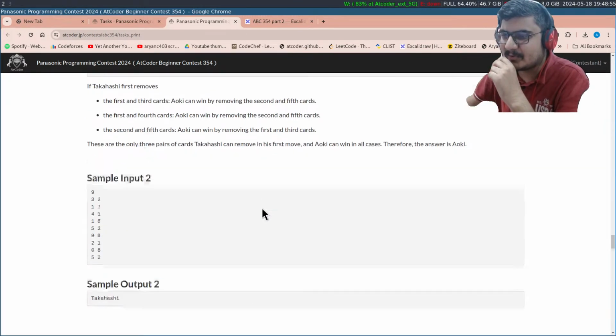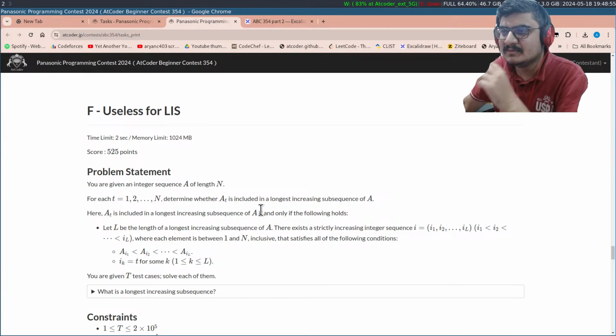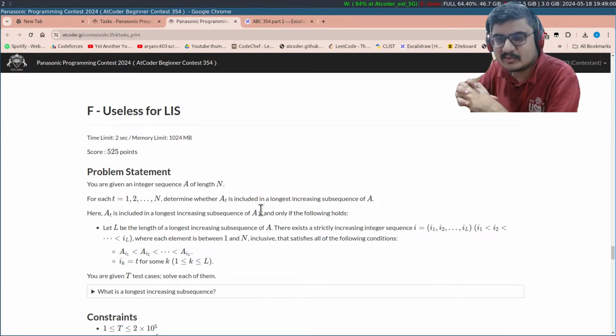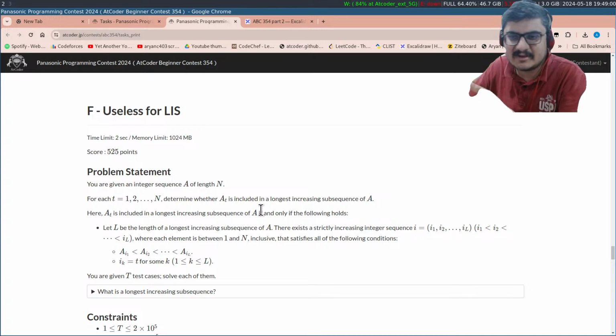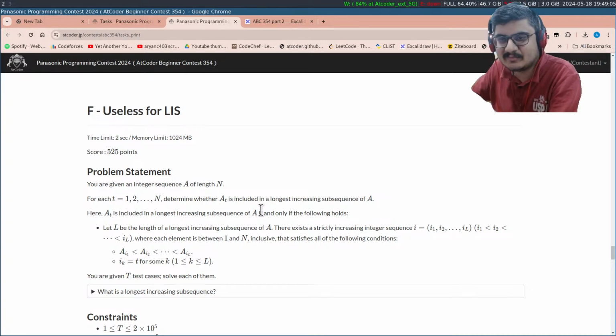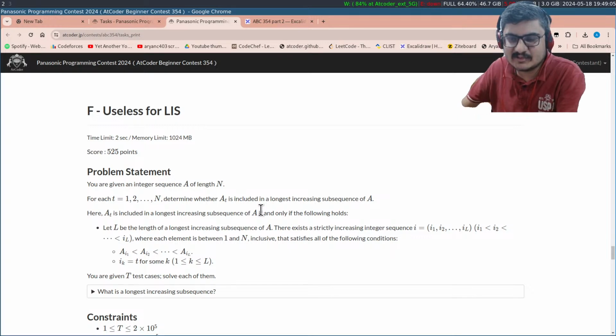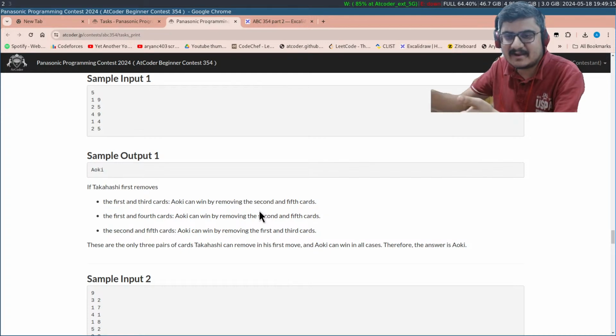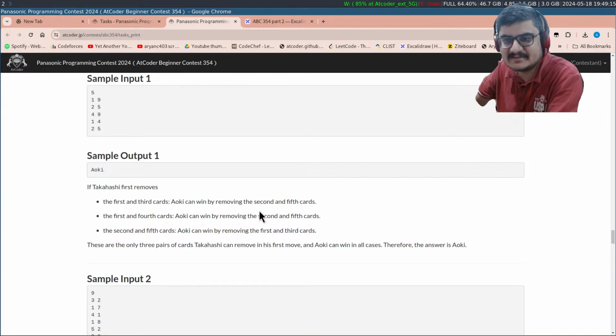Okay, I will move to problem F then, the useless LIS. You can probably use a mask or you can use memorization where you have a vector. Basically, the mask denotes what cells are remaining. Either you can maintain a vector with all the indexes which still remain, and then you delete values from the vector.